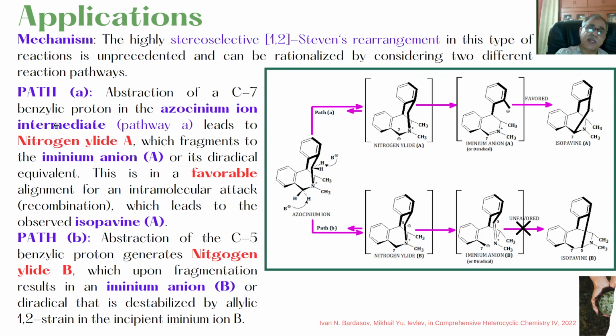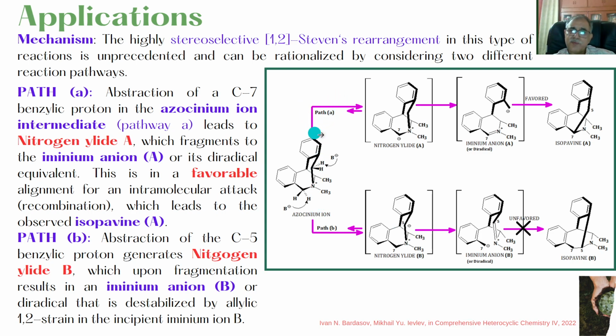Now, as far as the mechanism of these reactions is concerned, the product formation can take place through two paths. For example, if we take this azocenium ion, this is a quaternary ammonium salt, when we react this with base, this is the alpha carbon and this is also the alpha carbon. So that means abstraction of a proton can take place either from this carbon or this carbon. So this is, say, carbon number 7 and this is, say, carbon number 5.